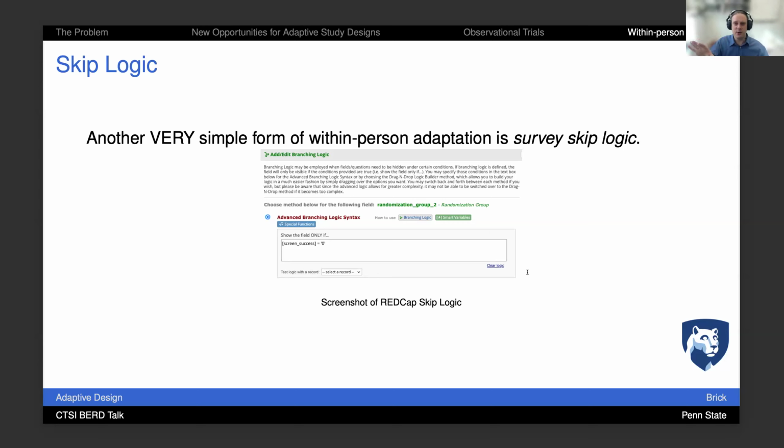If you tell me you're a non-smoker, the number of cigarettes you smoke every day is probably low, right? There's not going to be a lot of information in that. And so we don't ask you that question. Instead, we want to ask you something else. We want you to focus your energy somewhere else.